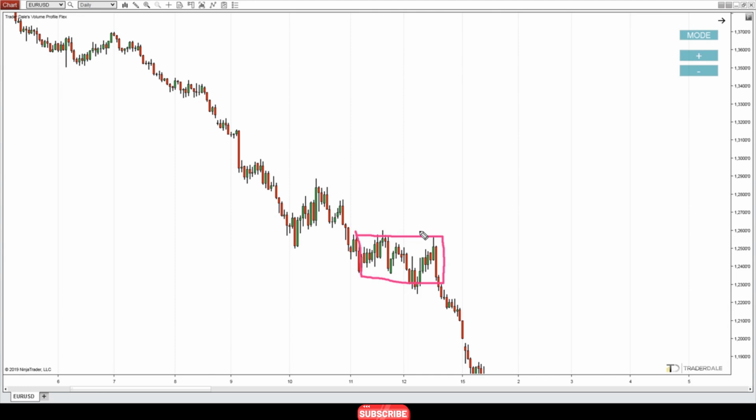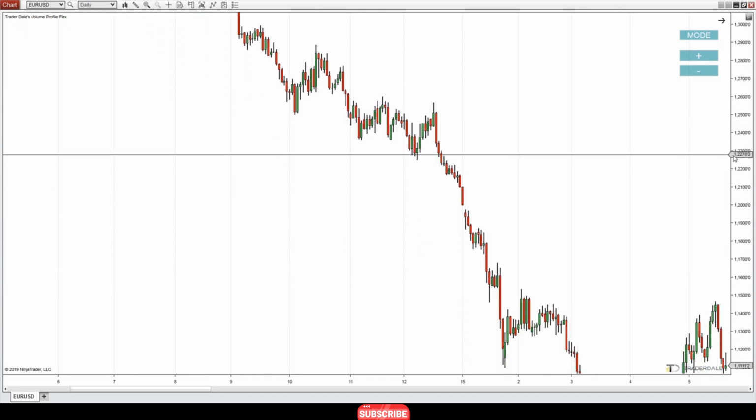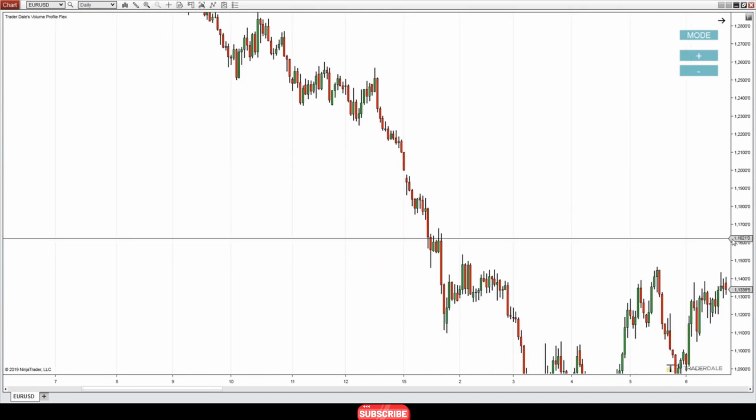Right there, this is a rotation. Most likely sellers were accumulating their selling positions there. Afterwards, they started this downtrend. This is a trend, alright? You can see that it's a really aggressive downtrend, really strong one. What happens next?